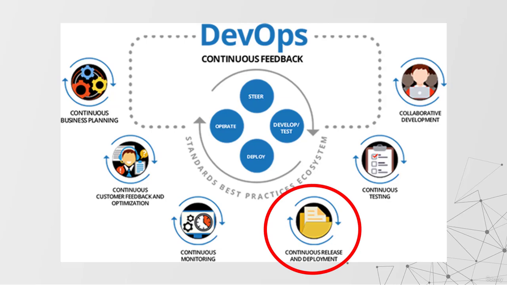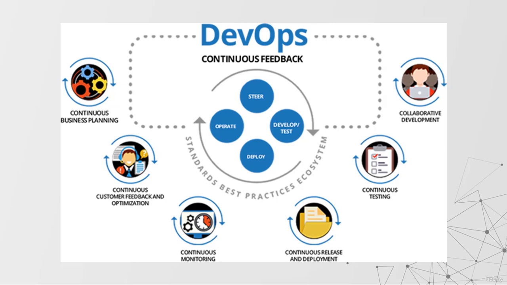And then we've got continuous release and deployment. So once the code passes all tests, it's ready for release. Now, in the DevOps paradigm, releases happen frequently, and the cloud enhances this by offering automated deployment pipelines, ensuring that software is consistently deployed across various environments.